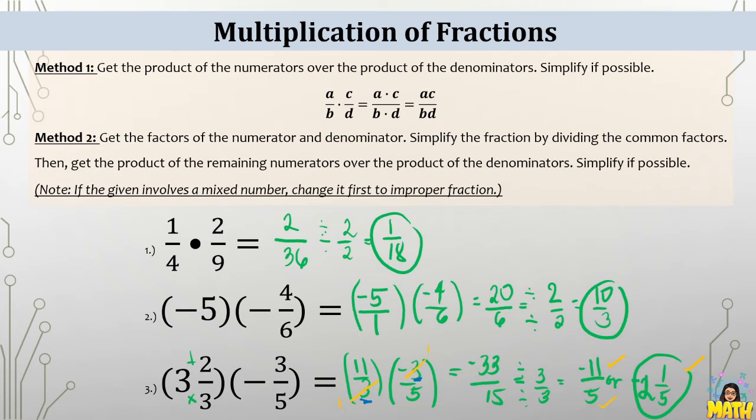So, pwede nating unahin na i-simplify muna yung fraction before tayo mag-multiply. Ganun din sa number 2, 4 over 6, have the factors 2 times 2, while here is 2 times 3. So, we can divide 2 divided by 2, that's 1, so that the remaining is 2 over 3. Negative 5 times 2 is 10 over 1 times 3, that's 3. That will still be 10/3 or 3 and 1/3.